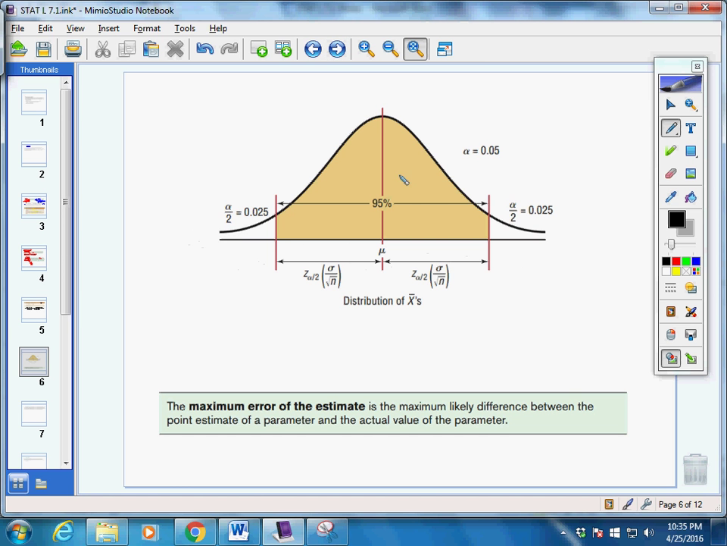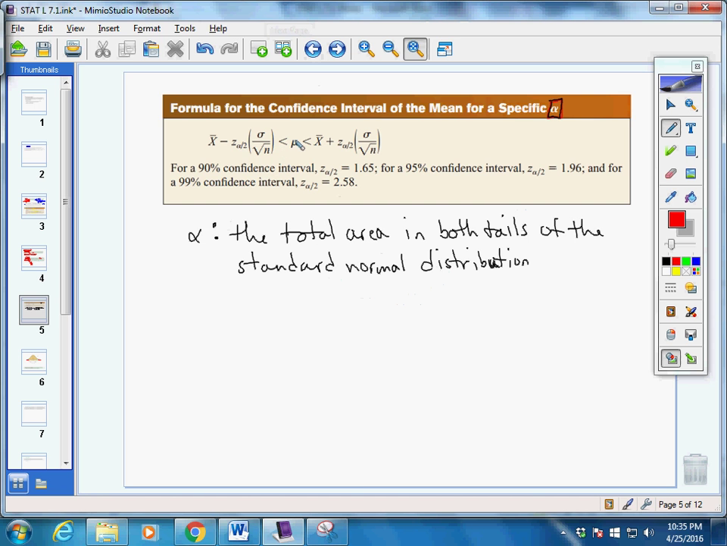Give me a quick peek here as we look at this. If we're saying with 95% confidence that the mean's going to fall between this interval and this interval, we have these two tails. Okay, so alpha is going to represent this total area. Along with that, what you're usually going to see is alpha over 2, and that's going to represent just one tail.